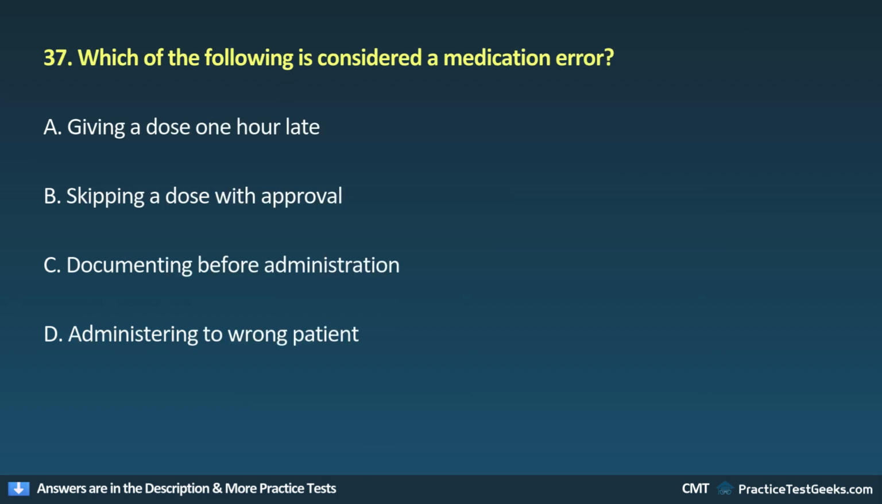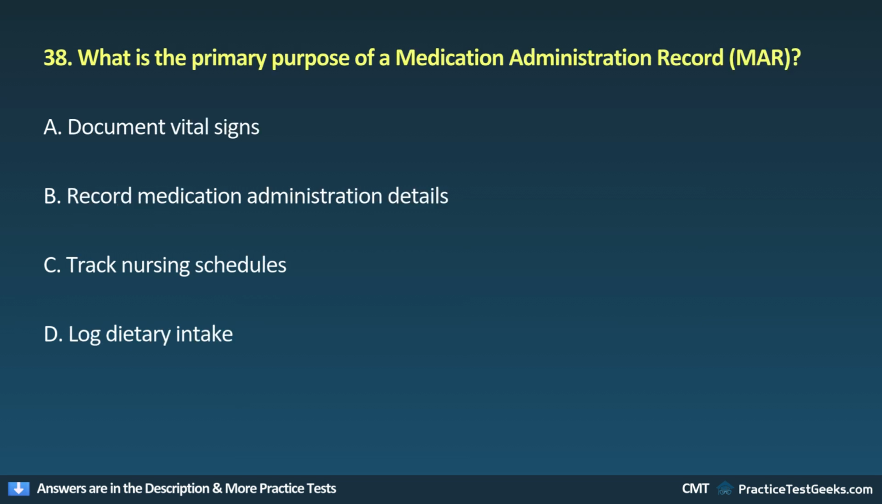37. Which of the following is considered a medication error? A. Giving a dose 1 hour late. B. Skipping a dose with approval. C. Documenting before administration. D. Administering to wrong patient.